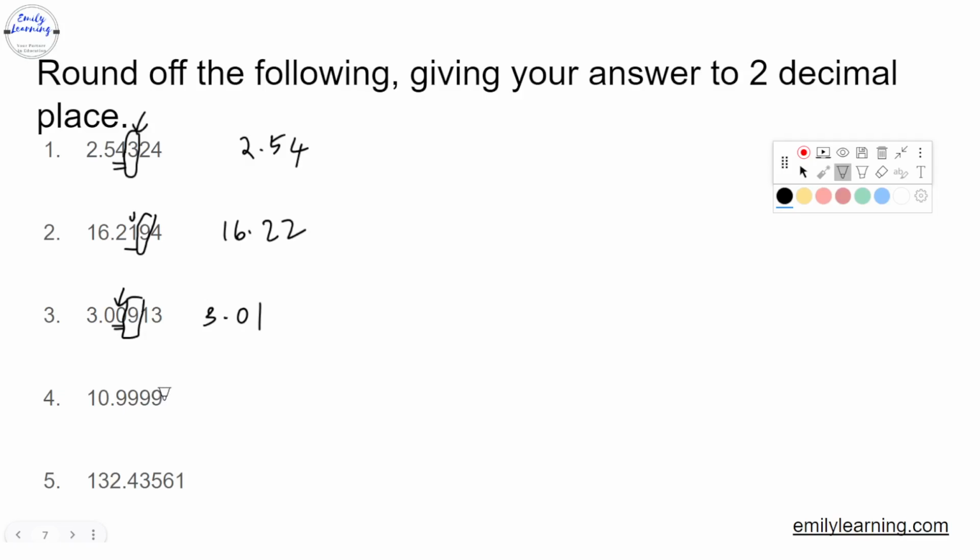10.9999, round off to two decimal places. So I will check this number here, and it is greater than 5. So I need to increase this. 9 plus 1 is 10, right? So I increase this by 1. You can look at it as I need to round up. So if I'm going to round to two decimal places and I'm going to round up, that means I'm going to increase it by 0.01, which gives 11.00. So this is 11.00.